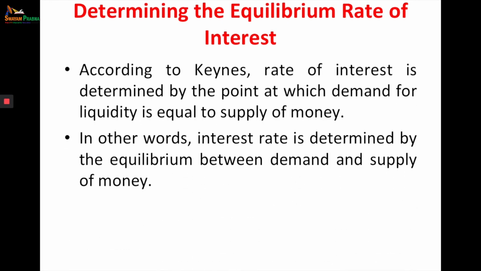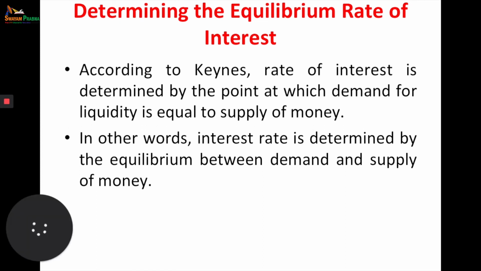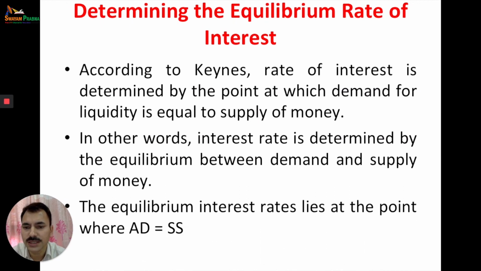Now, the important point is determining the equilibrium rate of interest, where the rate of interest will be determined. Classical theory says that the demand for capital equal to the supply of capital is the equilibrium point. Whereas new classical says that the point where the demand for loanable funds is equal to the supply of loanable funds is the point of equilibrium. But according to Keynes, the rate of interest is determined by the point at which demand for liquidity is equal to the supply of money. In other words, the interest rate is determined by the equilibrium between demand for and supply of money.